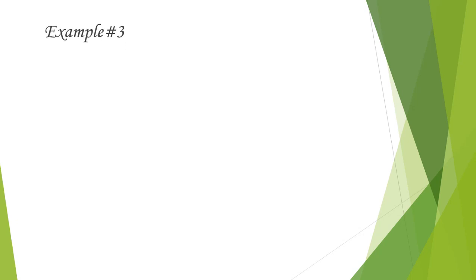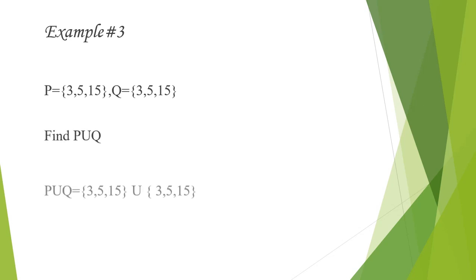Now example number 3. Sometimes it happens that you will get two sets whose elements are equal. You have learned it in the types of sets, equal sets. So which kind of sets are these? Yes, they are equal sets. So what will we do with the equal sets? How will we solve them? See, you have to find P union Q. Now the elements of P are 3, 5, 15 and the elements of Q are 3, 5, 15 also.